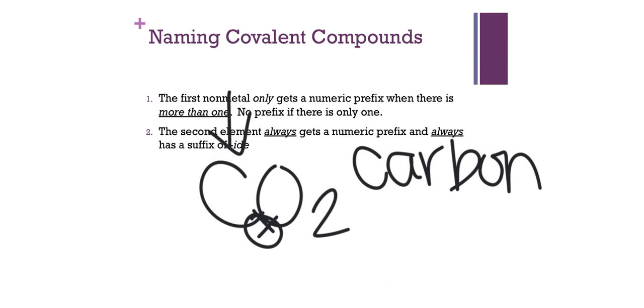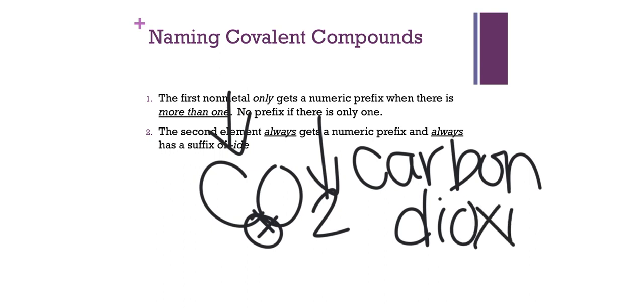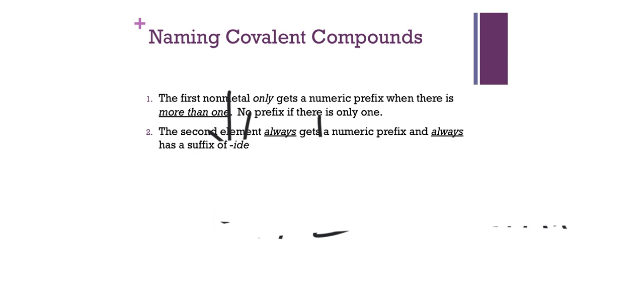So if I look at how many oxygens I have, 2. So I have to use the prefix "di." So I'm going to put a "di" in front of my oxygen. But again, I need to add an "ide" to the end. So instead of saying dioxygen, I would say dioxide. So CO2 is known as carbon dioxide. We can do another example of this.